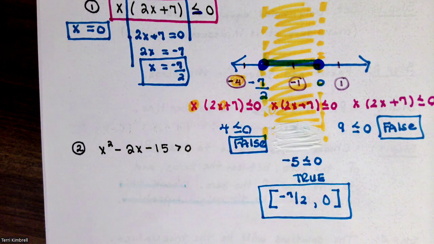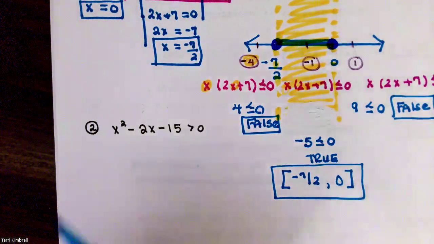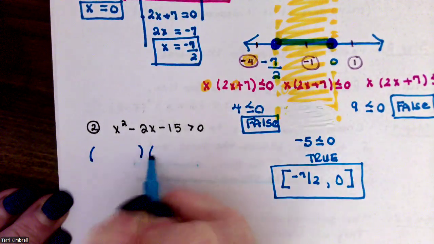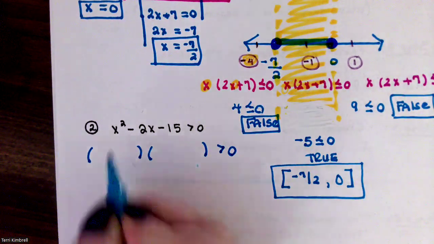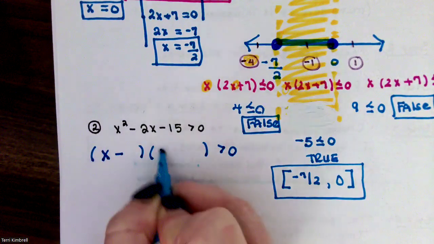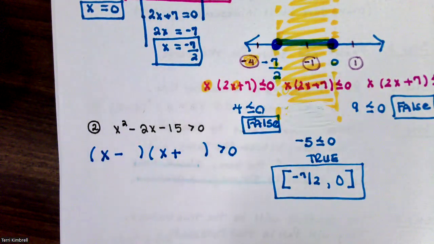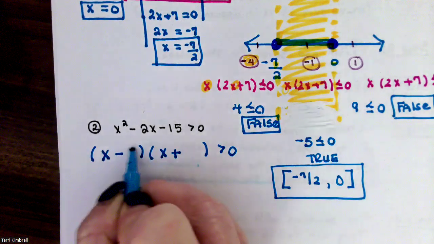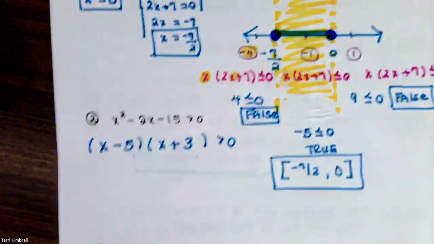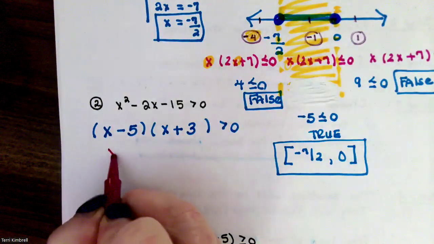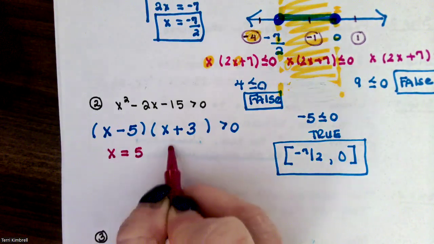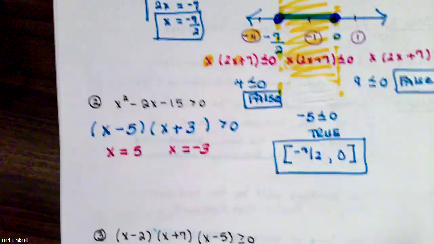So when we go to number 2, we do notice that it's all set on the left side, but it's not factored. So we're going to try to break that apart. Multiply to get negative 15. Signs have to be different. And it has to add to be a negative 2. So you would have a 5 and a 3. So now we're ready to get our solutions here. That would come out to be 5 and negative 3.